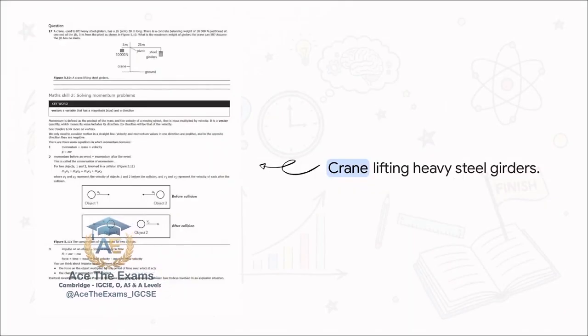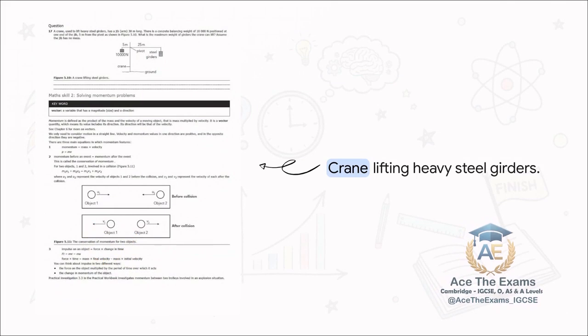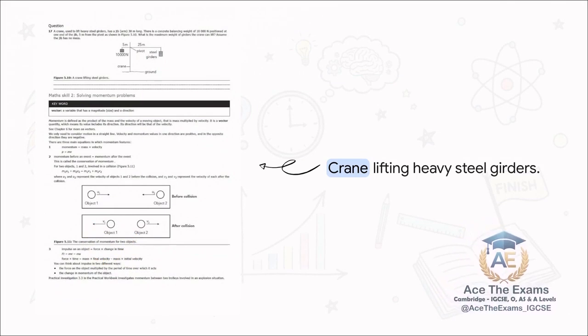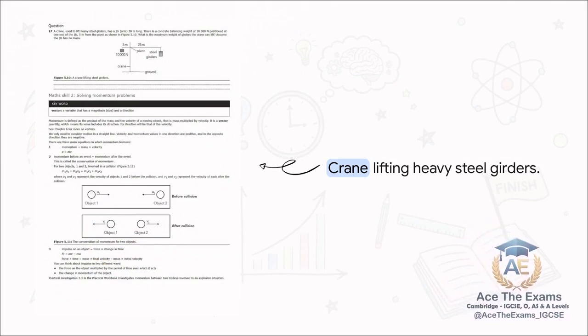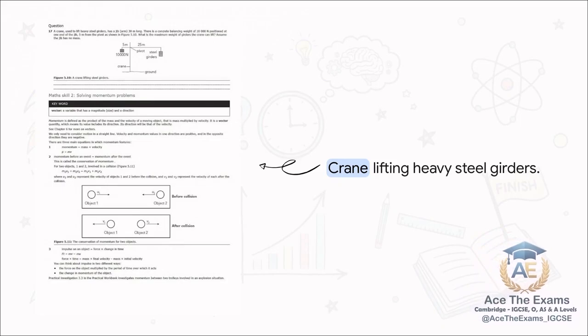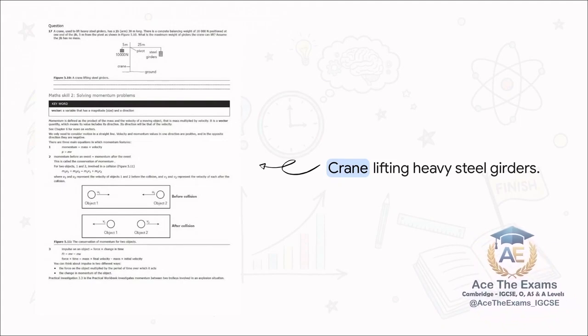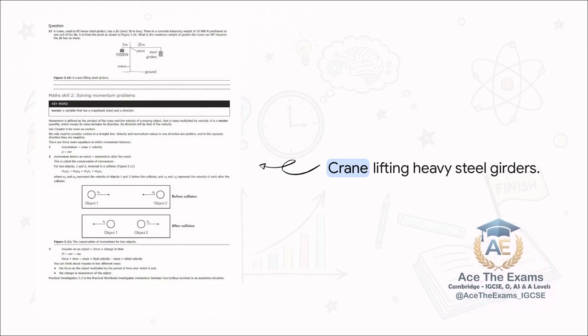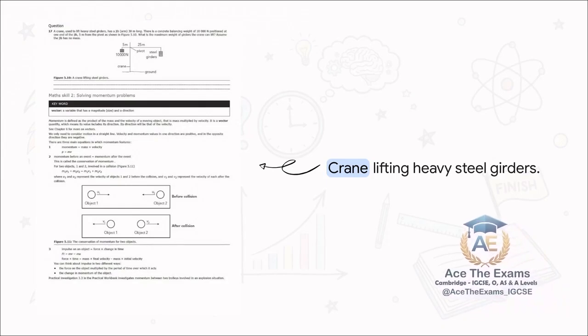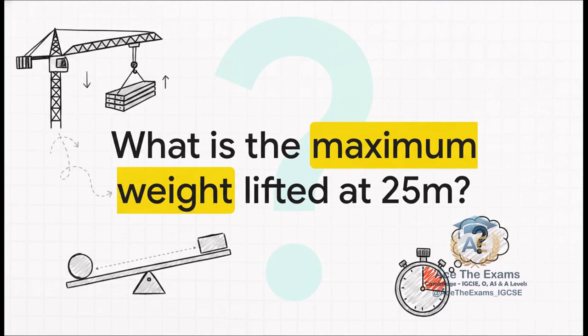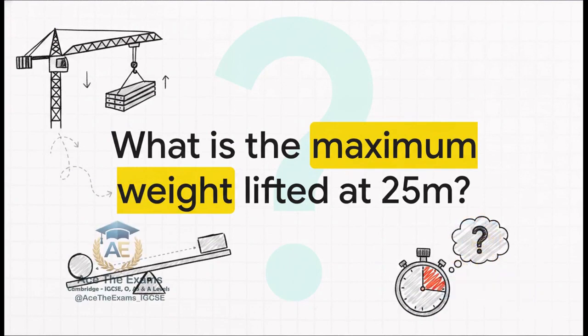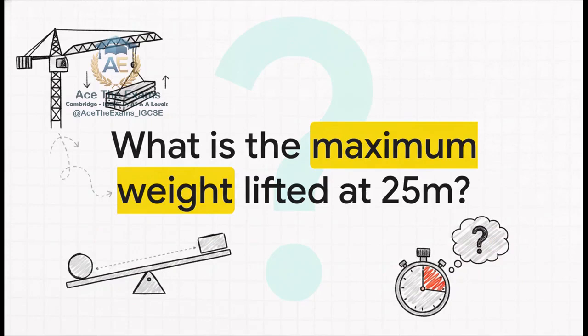Let's escalate the stakes a bit and apply this framework to a real Cambridge-style scenario to test your visual reasoning. We've got a crane lifting some heavy steel girders. There's a concrete balancing weight of 10,000 newtons positioned at one end of the jib, exactly 5 meters from the pivot. On the other side, the steel girders are suspended 25 meters away from the pivot. Oh, and we're told to assume the jib itself has 0 mass. So, here is my challenge for you. Pause for a quick second and predict the correct examiner-style calculation for equilibrium. What is the maximum weight of girders the crane can lift at 25 meters?